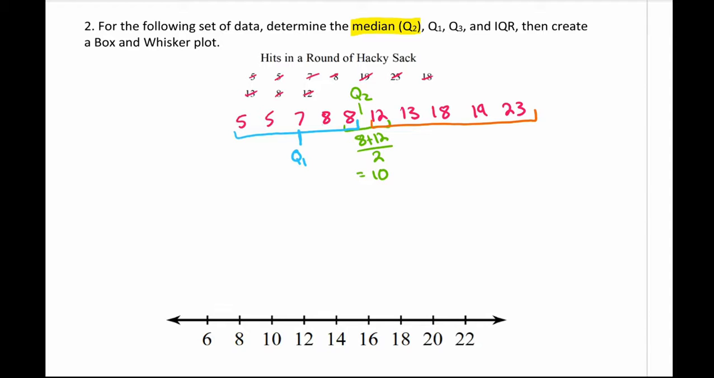12 to 23. I'm going to find the middle number. Again, there's 5 numbers in this half, so the middle number here is going to be 18, which is going to be my Q3. If I wanted to find my IQR, because that's the next thing it's asking for, that's your Q3 minus your Q1. So 18 minus 7 equals 9. Or no, not 9, sorry, 11. So your IQR is 11.